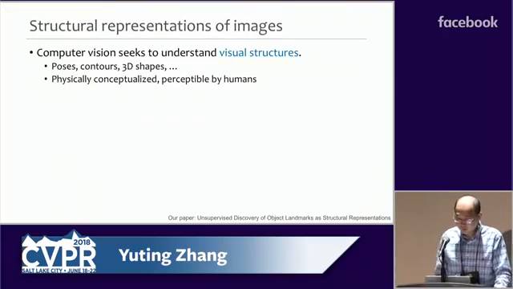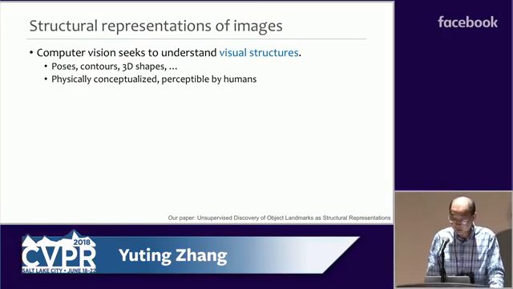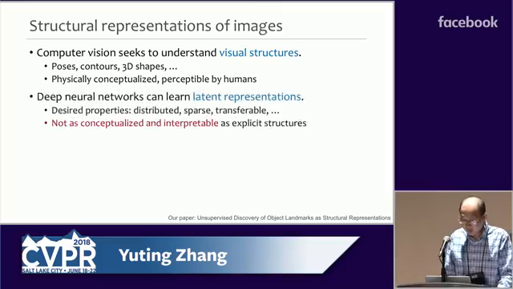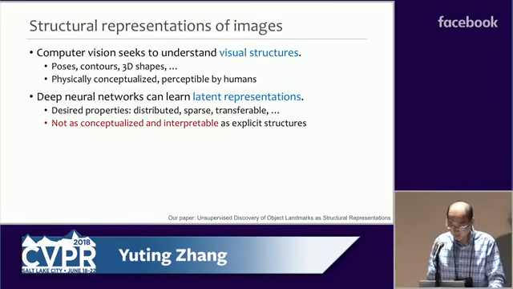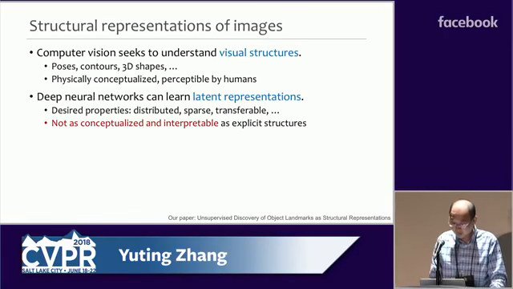An important goal of computer vision is to enable the machine to understand visual structures, such as object poses, contours, and 3D shapes. These structures are physically conceptualized and perceptible by humans. Deep neural networks have shown remarkable success in learning latent representations with many desirable properties. However, the structures of those representations are not conceptualized or interpretable.